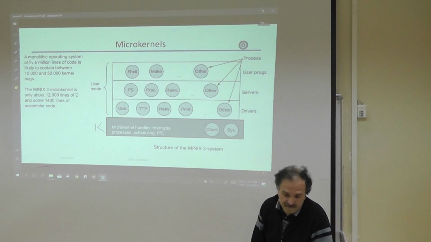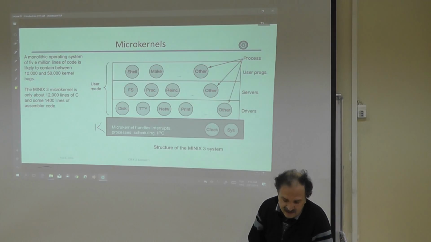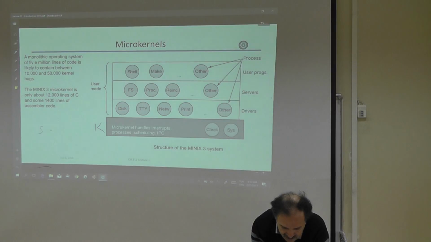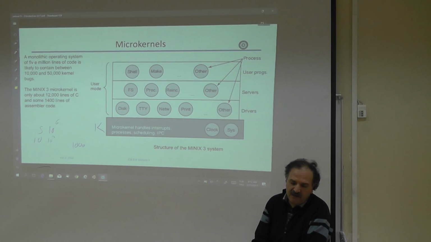With this one, what is the 5 million? Okay, this is 5 times 10 to the 6, and this is 10. For every 1,000 lines, right? Yes. For every 1,000 lines, there is a bug. So, in this one, it is around 15,000.